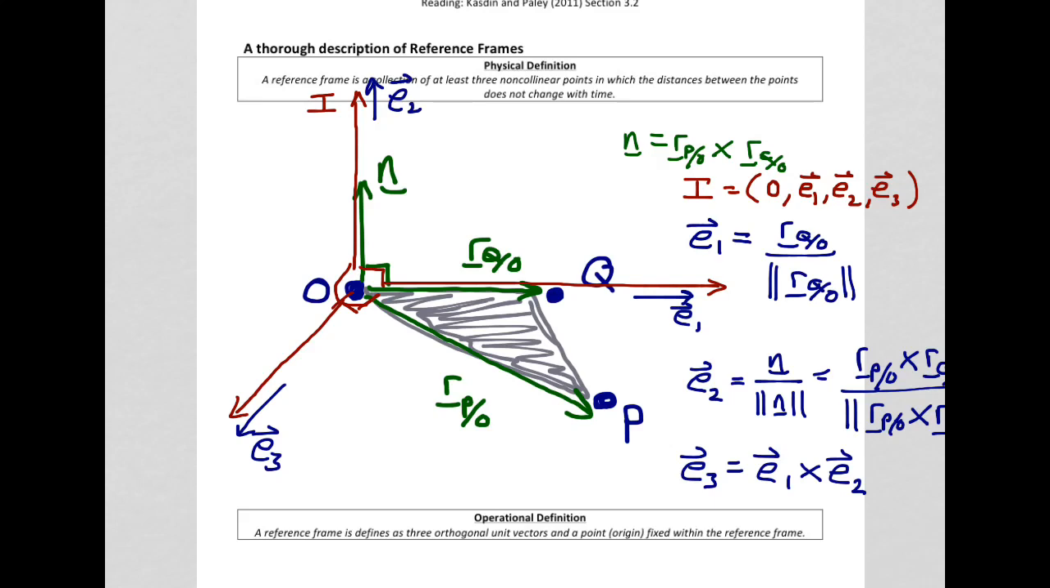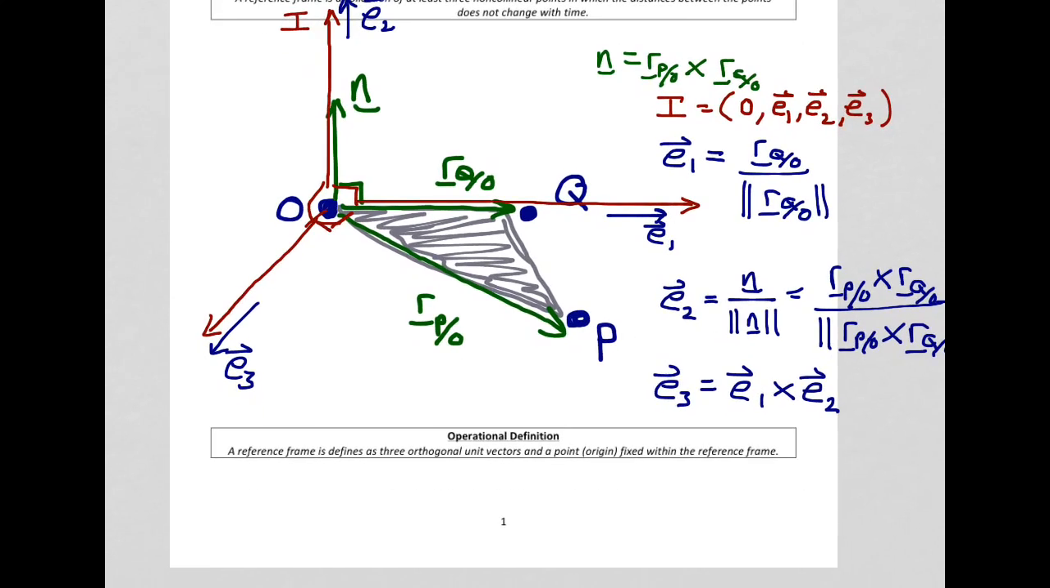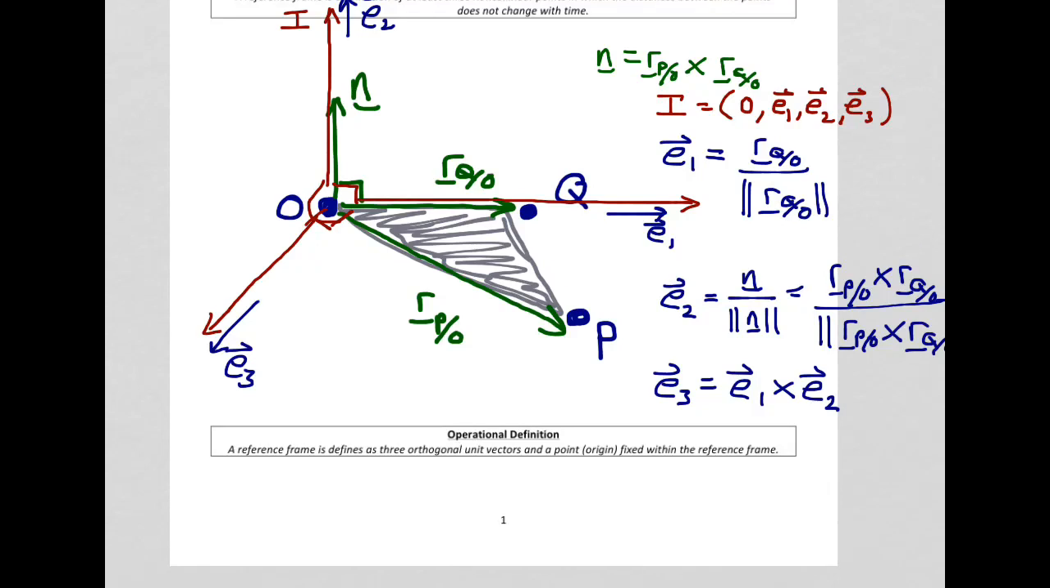And now we have an operational definition, and that's at the bottom of the page. It says that a reference frame is defined as 3 orthogonal unit vectors and a point fixed within the reference frame. That point is the origin, it's fixed in the frame, and then these vectors, E sub 1, E sub 2, and E sub 3, all have a fixed orientation with respect to each other. And now that we have this operational definition with these unit vectors defining our 3 orthogonal axes or our 3 orthogonal bases, we can now define vectors.